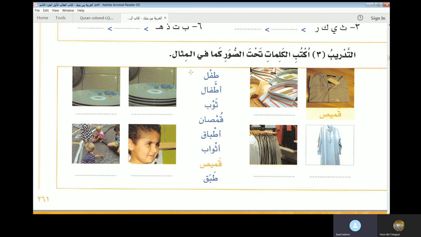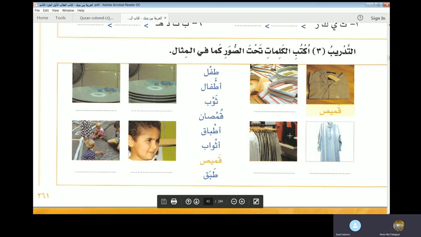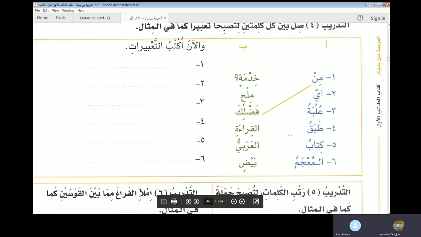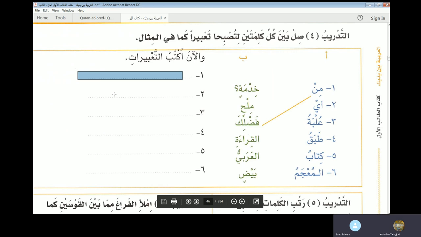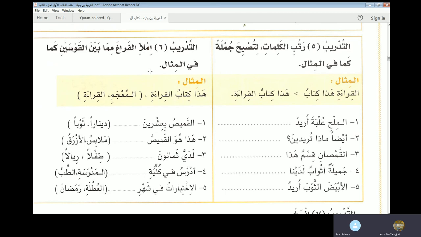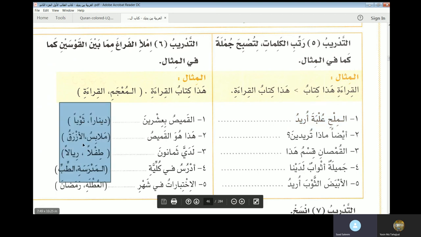And you will write these words under these pictures. This is your homework. Then join these phrases with each other, and after joining, you will write them here. Then you will arrange these words so that they become a sentence. Then you will choose the best answer here.